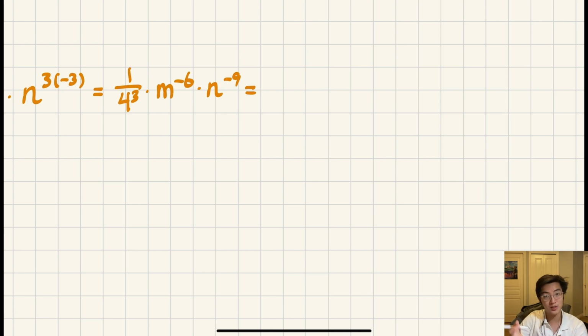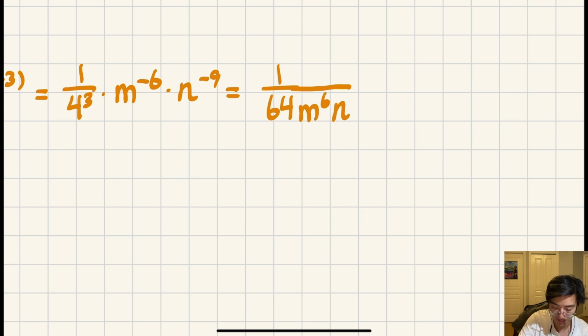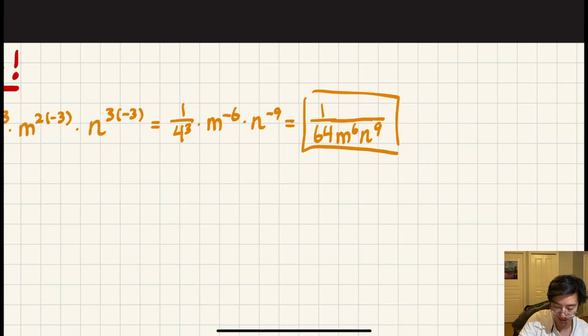When we do that, we just flip it upside down. So 4 to the power of 3 is 64. We're going to extend the fraction here. m to the power of negative 6 is just 1 over m to the 6. So that goes to the denominator, and same as the n, to get us this fraction right here.